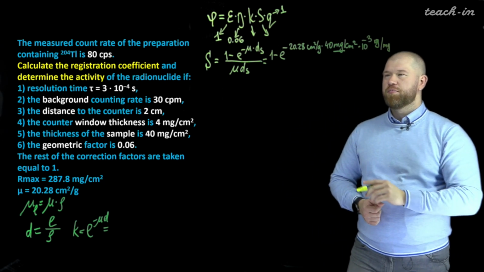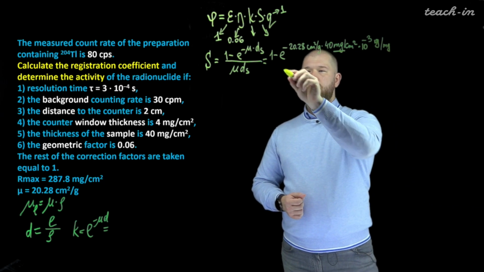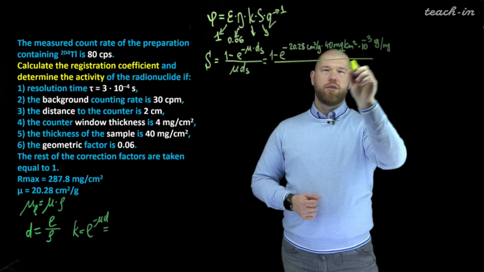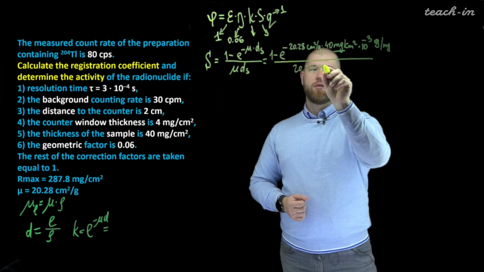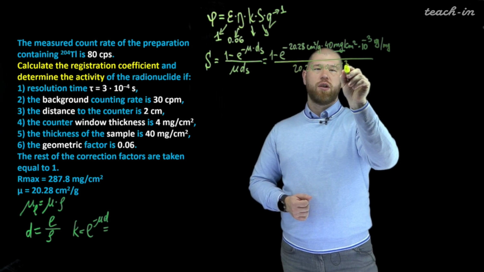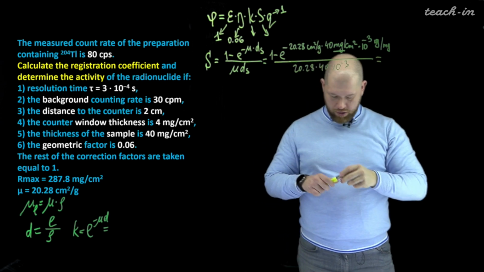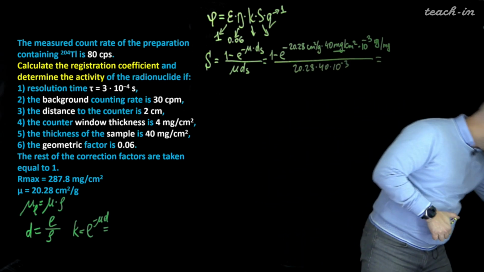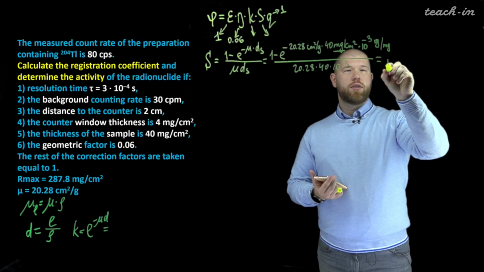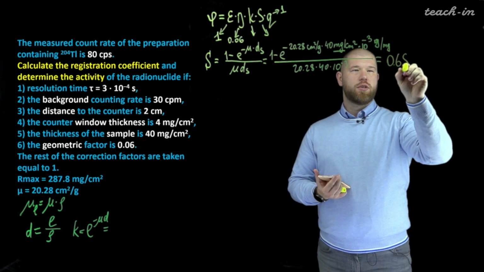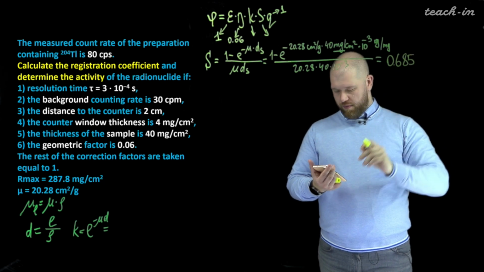Okay. And we will divide this by this number. Again, it is 40 times 10 to minus 3. Okay, let's calculate it together. So I got this number, 0.685.